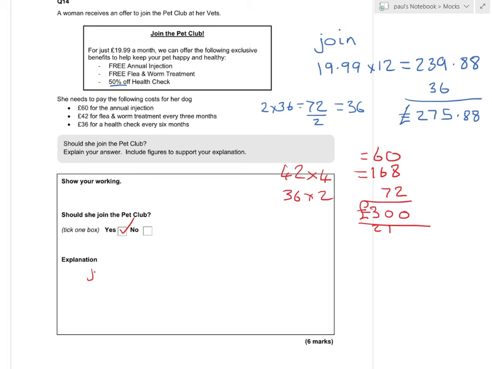Right, so joining will save 300 minus 275.88, which equals 300 minus 275.88. Oh yeah, I got that the right way around. It's equal, so she's going to save £24 and 12p.